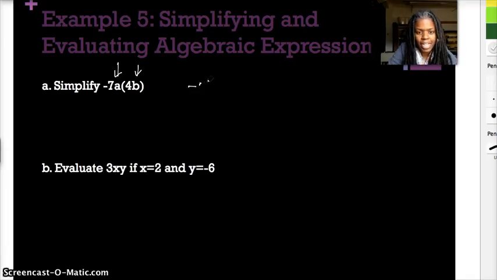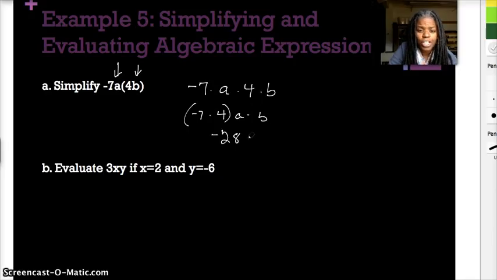So here I recognize that this is negative 7 times A times 4 times B. I can rewrite this as negative 7 times 4 times A times B. Associative property tells me I can take those two and multiply them together. I get a negative 28. Can't deal with A and B because I don't know what they are, so I'm going to leave them as AB. So the answer is negative 28AB.